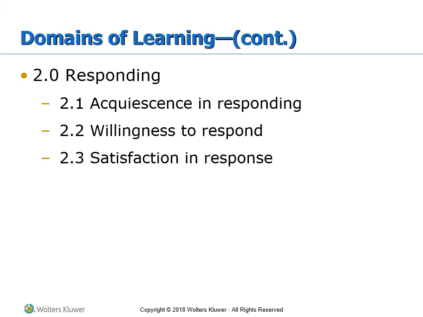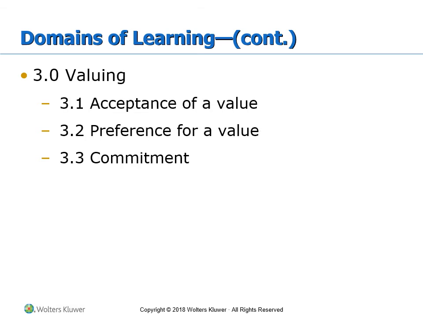We have responding. And so here we have acquiescence in responding, willingness to respond, and satisfaction in response. So again, we now have somebody actually participating or responding to the information. Next, we have valuing with acceptance of a value, preference for a value, and commitment. And so now somebody's showing their behavior or making their choices based on this new obtained value, or this new value system, where based on their thoughts and their feelings about things, they're now making choices that correspond with those.